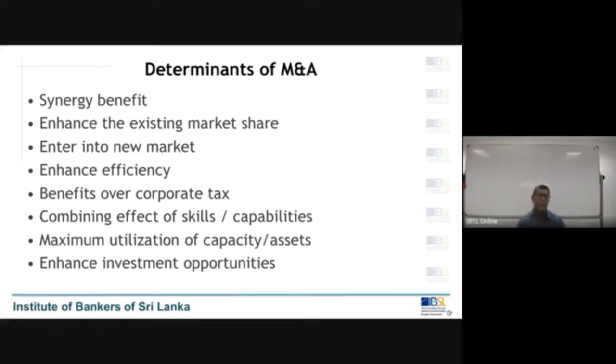Determinants of merging and acquisition. Why do we go for merging and acquisition, as I explained to you? To obtain a synergy benefit, right? Then another important thing is to enhance the market share, and you need to remember this. Most of the time, so many questions are asked.